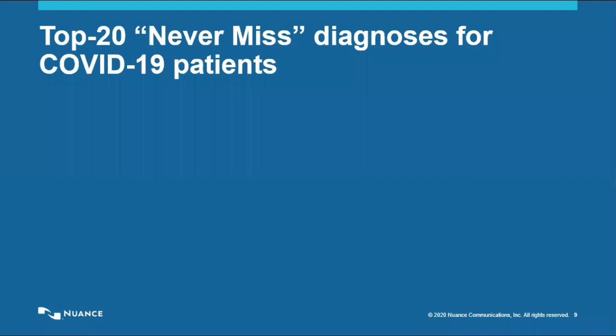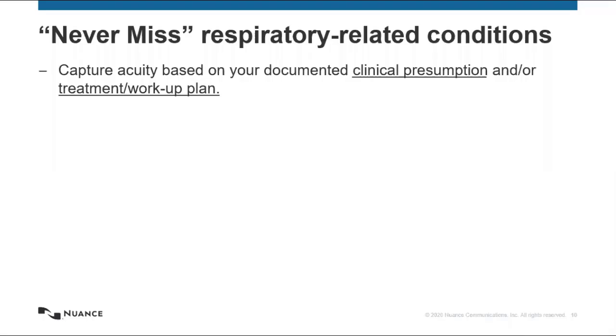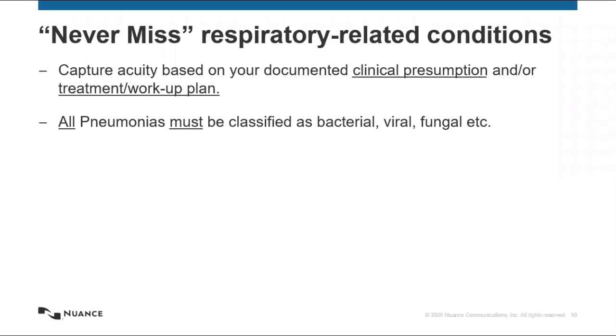Let's now talk about the top 20 never missed diagnoses for COVID-19 patients. First and foremost, you should always capture any documentation based on your clinical presumption and your treatment or workup plan. That is crucial for clinical validation. When it comes to pneumonias, please make sure you always classify them as bacterial, viral, fungal, or something else. There is no acuity to a pneumonia until you have documented that.